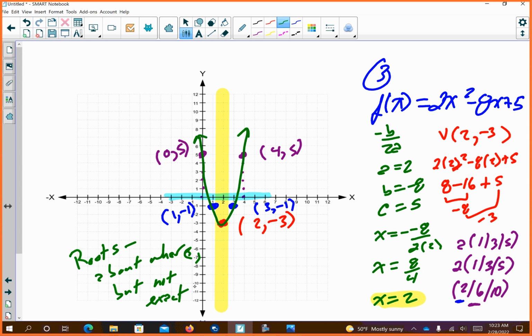Any other problems from there? Yeah. Number 5. 5?